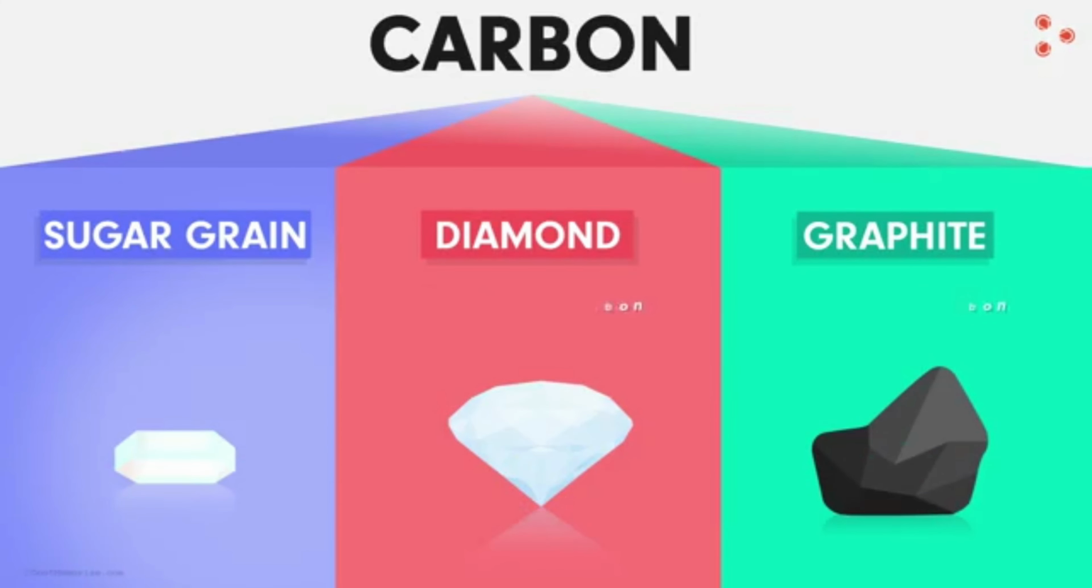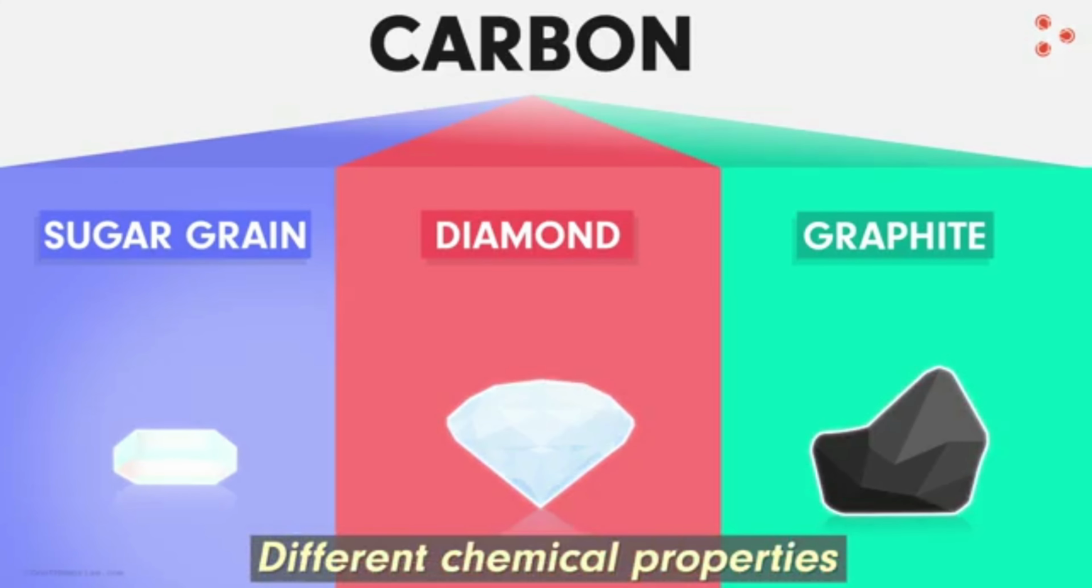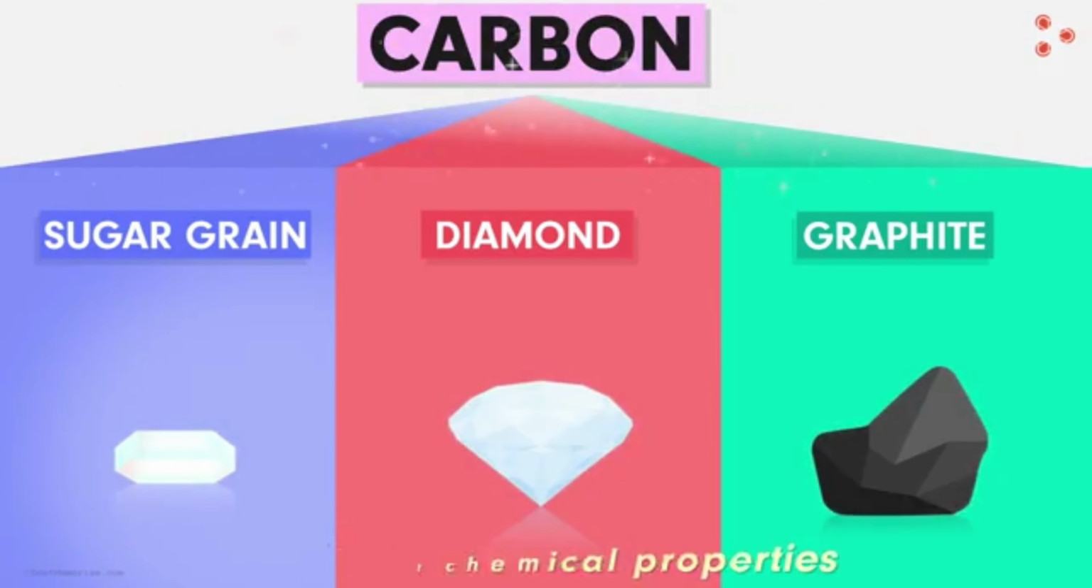But how can there be so much of a difference in the appearance of the materials which are made up of the same element? How can it be possible that the substances made up of the same element, carbon, appear totally different? And wait, they also have different chemical properties. The looks are different, the chemical properties are different, but they are made up of the same element, carbon. Is this some kind of magic?